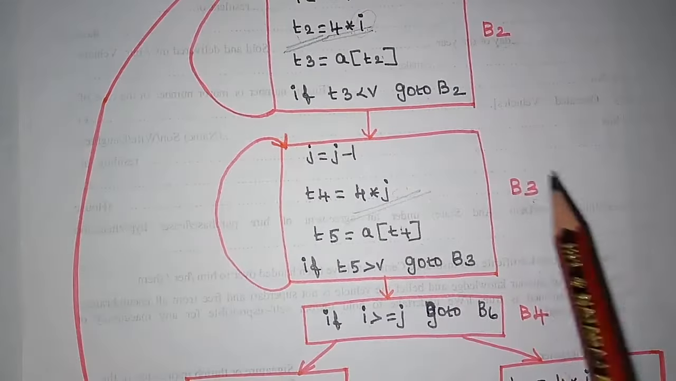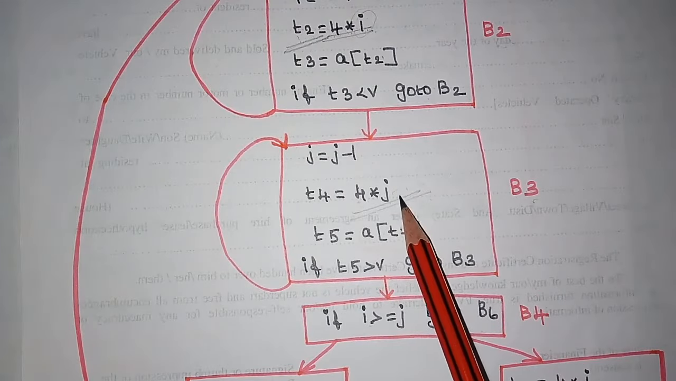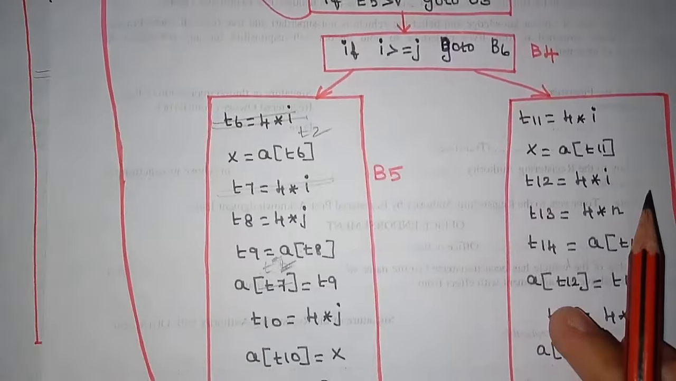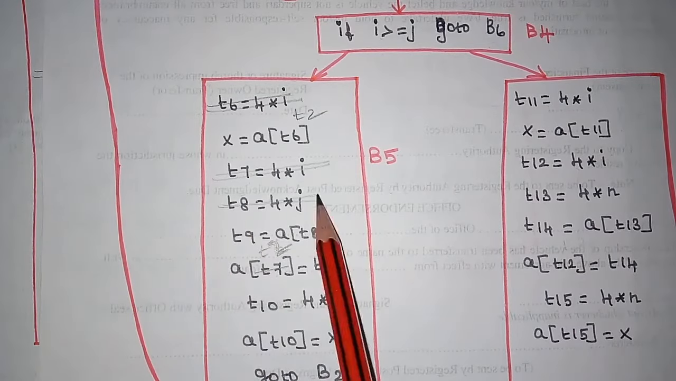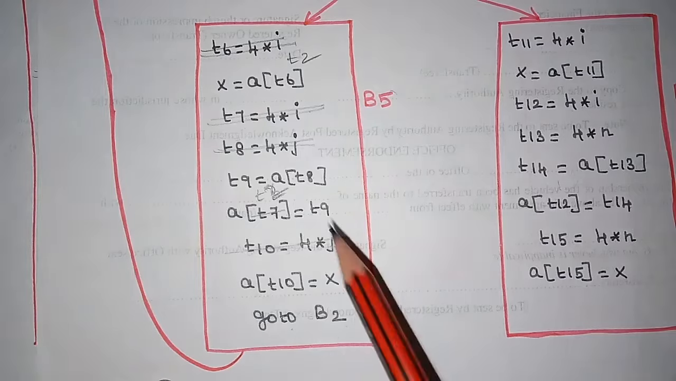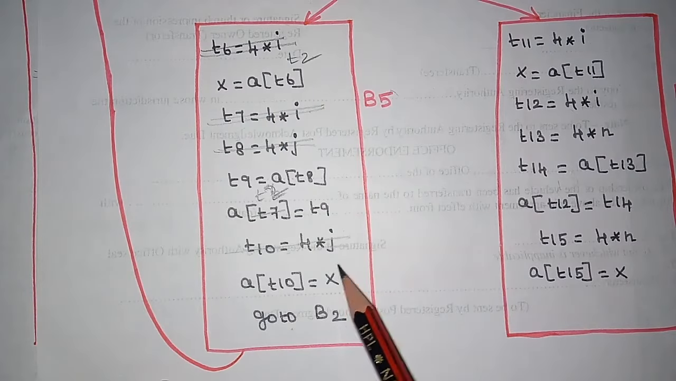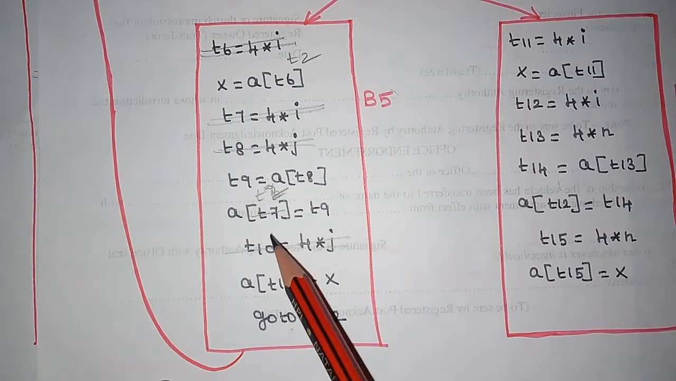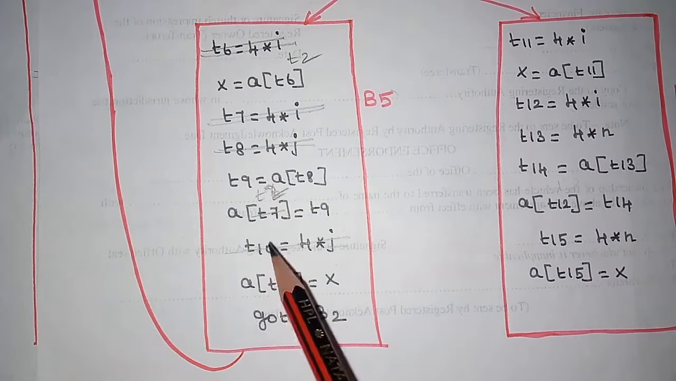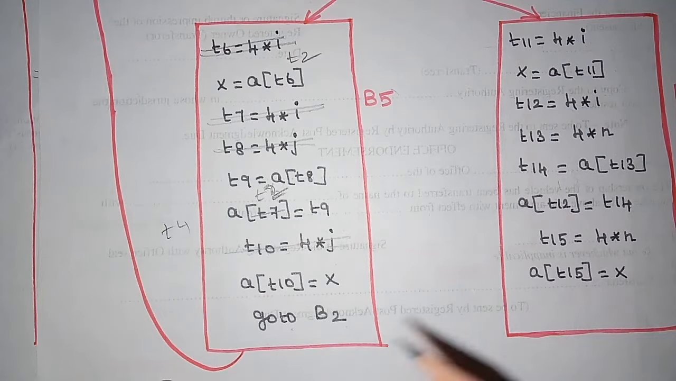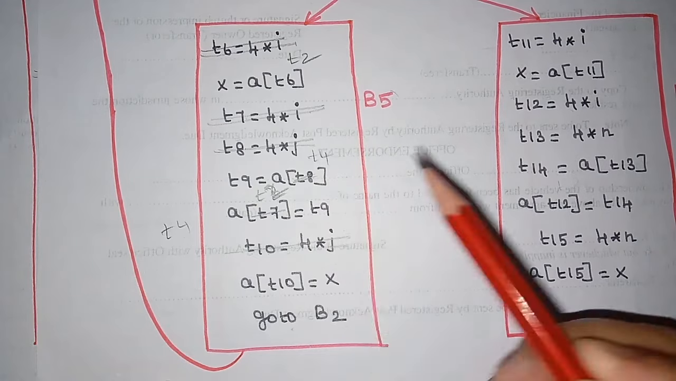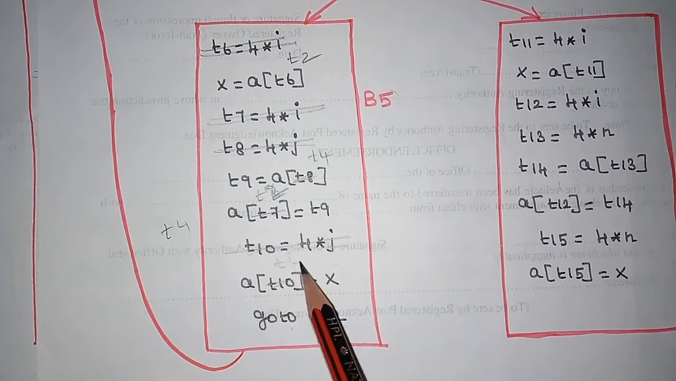In the same way, here in block 3 we have 4 star J, which is assigned to a variable T4. So now what we can do here is eliminate this 4 star J. Wherever 4 star J is there inside this block, we can delete it, and instead of T8 and T10, we can replace them with T4. So wherever we have T8 and T10, we can replace that with T4.